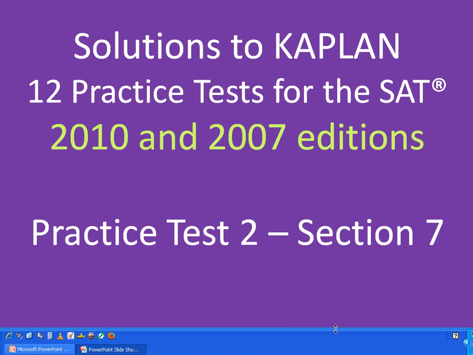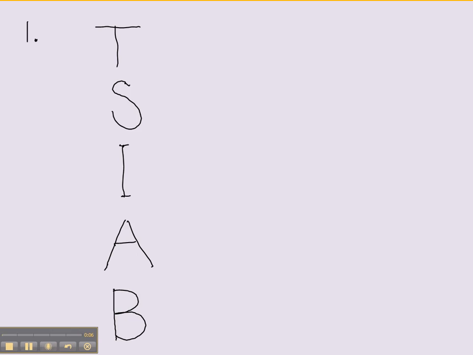Okay, let's start practice test 2, the last section, section 7. Number 1, we're looking for lines of symmetry.